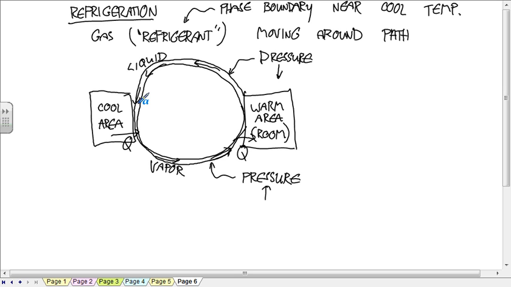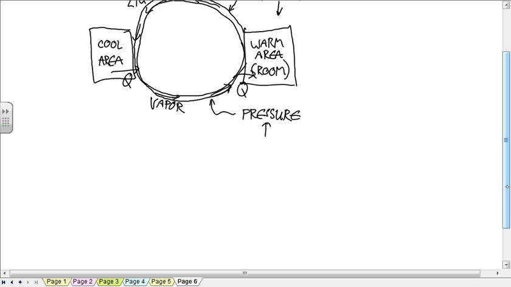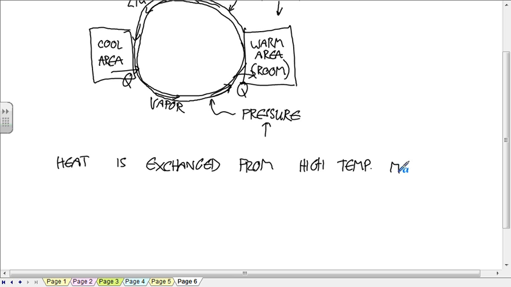Okay. So how do you get heat to transfer? So far, we've said heat is exchanged from a high temperature material to a low temperature material.